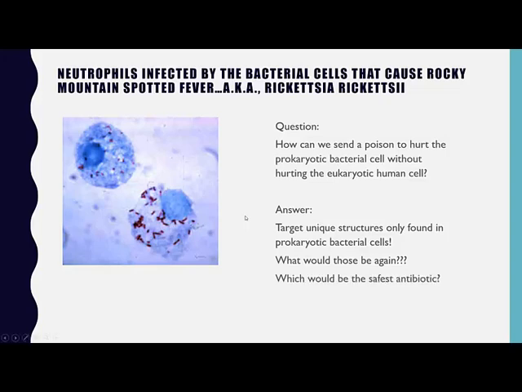Which would be the safest antibiotic, do you think? Is there some structure in bacteria that our cells do not have, never will? And if you knock out that bacterial enzyme, our cells are like, whatever. It would be the enzyme PBP, because PBP makes peptidoglycan. Do our cells have peptidoglycan cell walls? So our cells don't need PBPs. Penicillin isn't going to make the slightest difference. That is the safest antibiotic, assuming you didn't mount an allergic reaction to it.